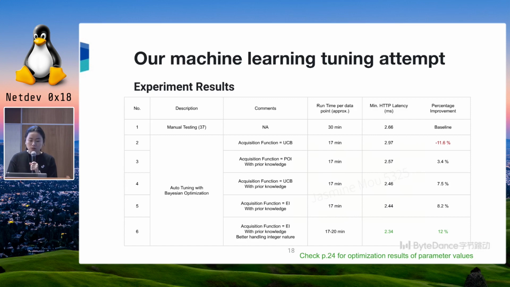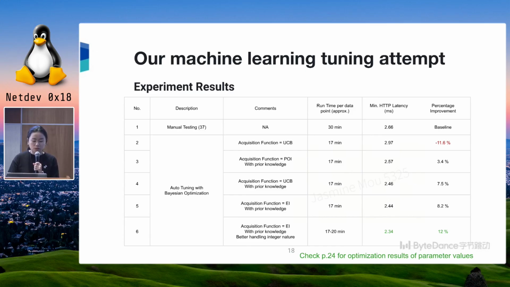Okay, and for this graph, this is the experiment result to check quantitatively. We are going to examine them from both the latency and also the time it takes to get such results. The first one is the manual testing. Here, I asked one of my expert colleagues to spend 30 minutes using his own domain knowledge and intuition to get latency as good as possible, or as small as possible. It took him 30 minutes, and the best result is 2.66 ms. He used that as the baseline.